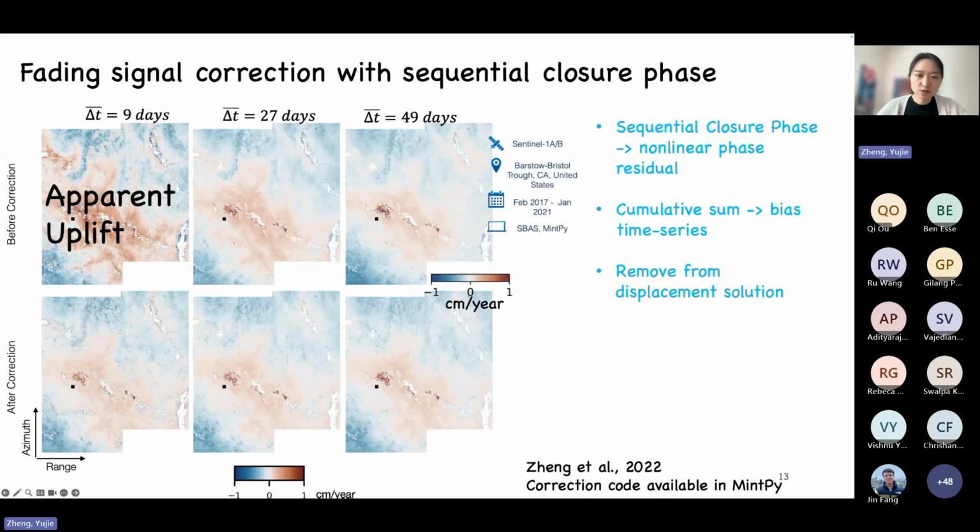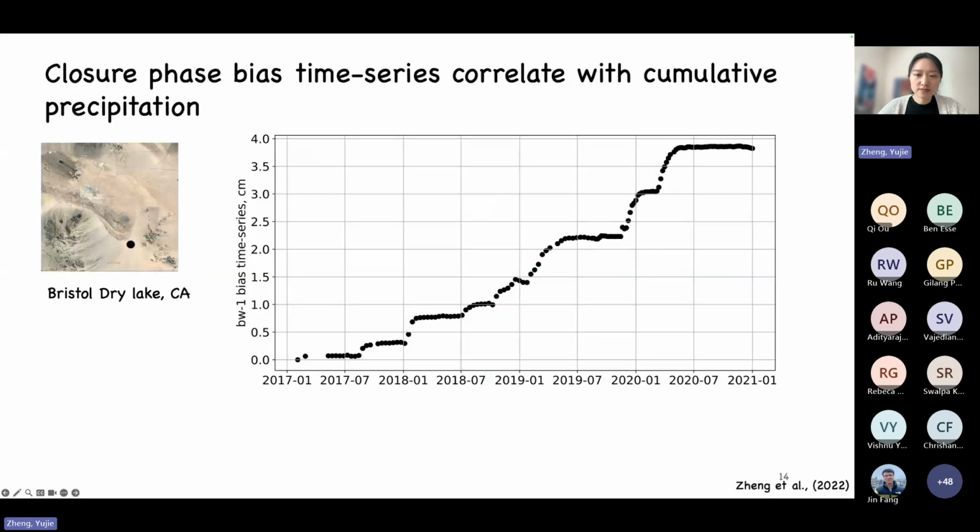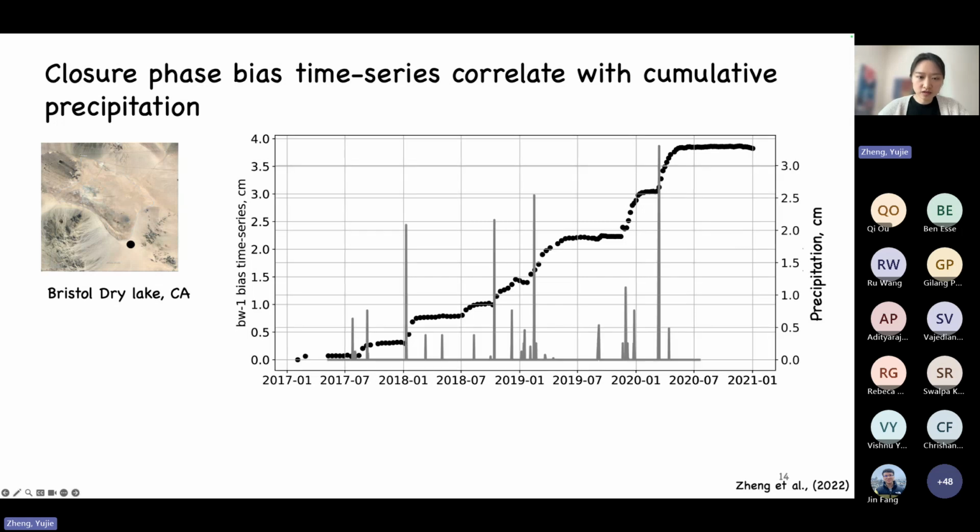So what's more interesting is when we looked into the reconstructed bias time series at individual locations. For example, this is a reconstructed closure phase bias on the edge of the Bristol Dry Lake in the Mojave Desert. And you can see that the closure phase bias time series here exhibits a sequence of step-like changes. And if we look at the precipitation history in this region, you'll see that these step change increases align closely with the precipitation events. So this is very interesting because this suggests that closure phase bias time series could potentially be used to learn about soil moisture, and it's much simpler and more straightforward than working with closure phase itself.